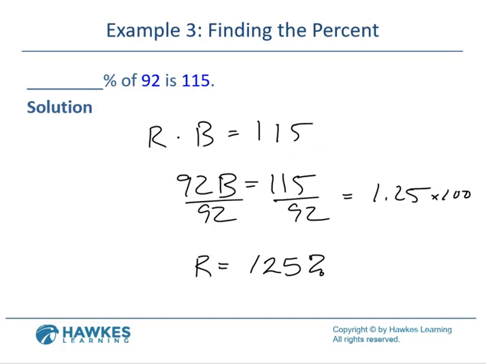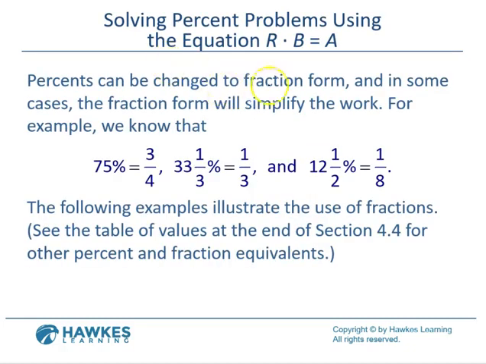Okay, let's look at another example. I'll let them work it out for us. Percents can be changed to fraction form, and in some cases the fraction form will simplify the work. For example, we know that 75% equals 3/4, 33 1/3% is 1/3, and 12 1/2% is 1/8. The following examples illustrate the use of fractions.